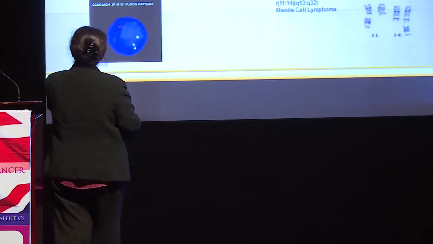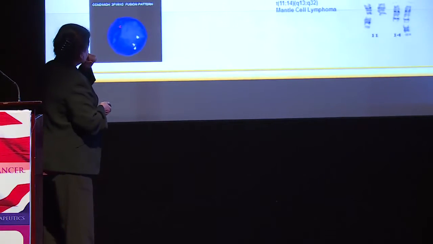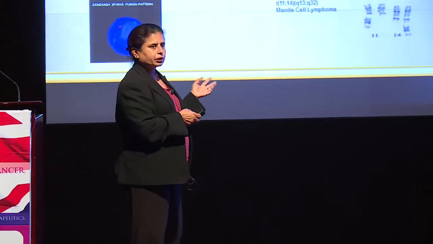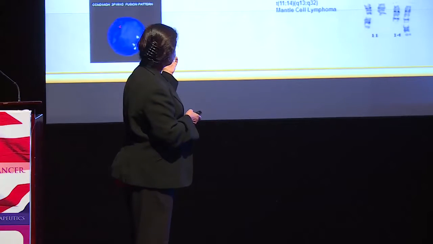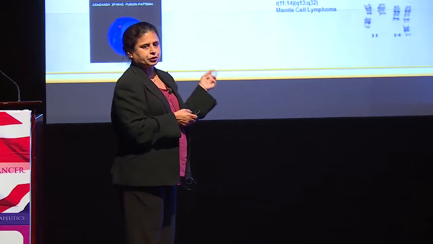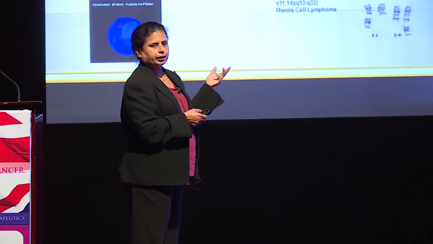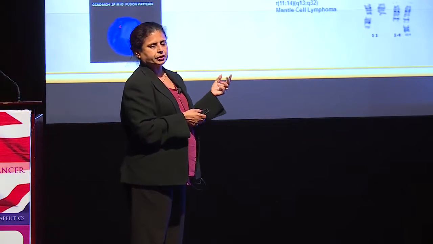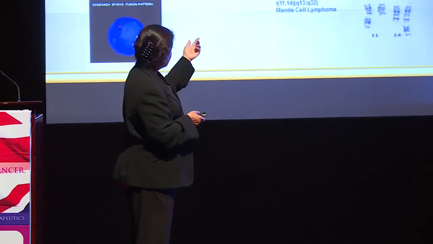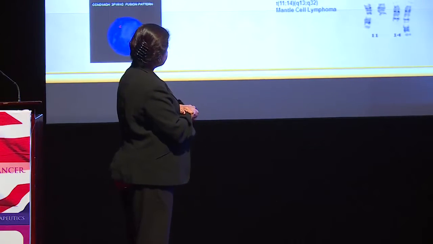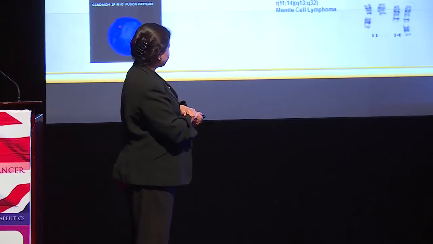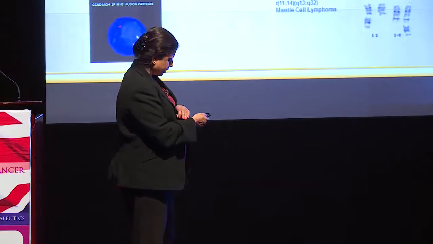And here you can see it follows the same dual fusion, dual color translocation pattern. So in a normal cell by FISH, you would see 2 green and 2 red. And if there was a translocation, you would see 2 fusion, 1 green and 1 red. In follicular lymphomas, you have the 14;18 translocation. And in mantle cell lymphomas, you have the 11;14 translocation.